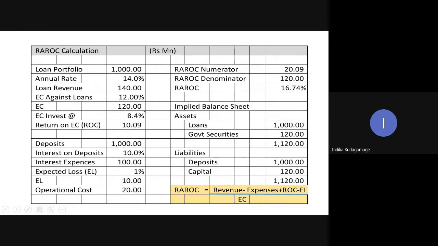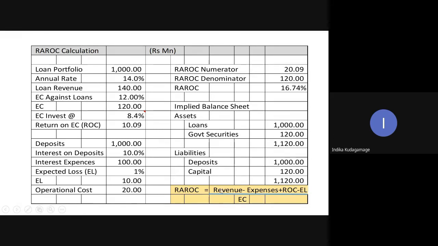Right? So then you get deposits. You need 1,000 rupees here. You have 1,000 here. Interest on deposit, we take 10%. So our interest expense is 100 rupees. Expected loss, the probability of making a loss is 1%. So we say our expected loss cost is 10 rupees, 1,000 into 1%, it is 10 rupees. Operational cost is 20. Right? Operational cost is 20.